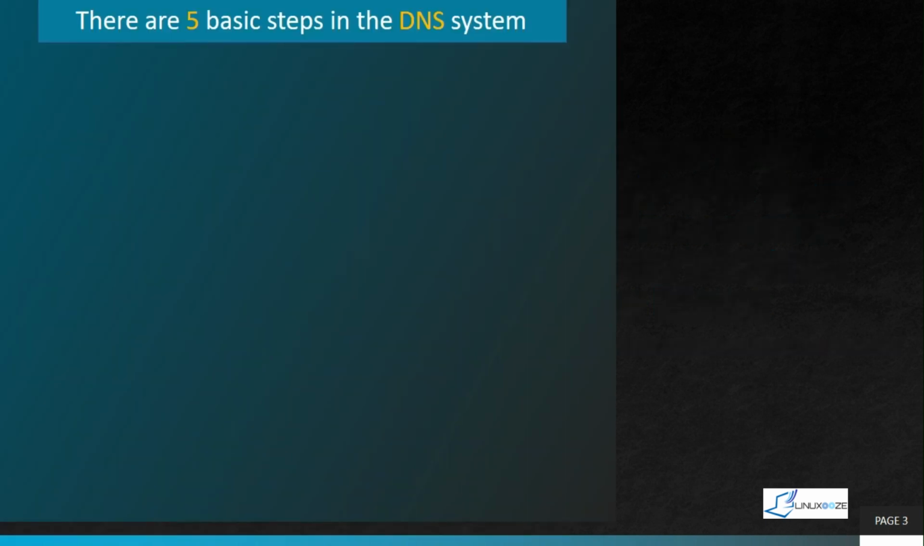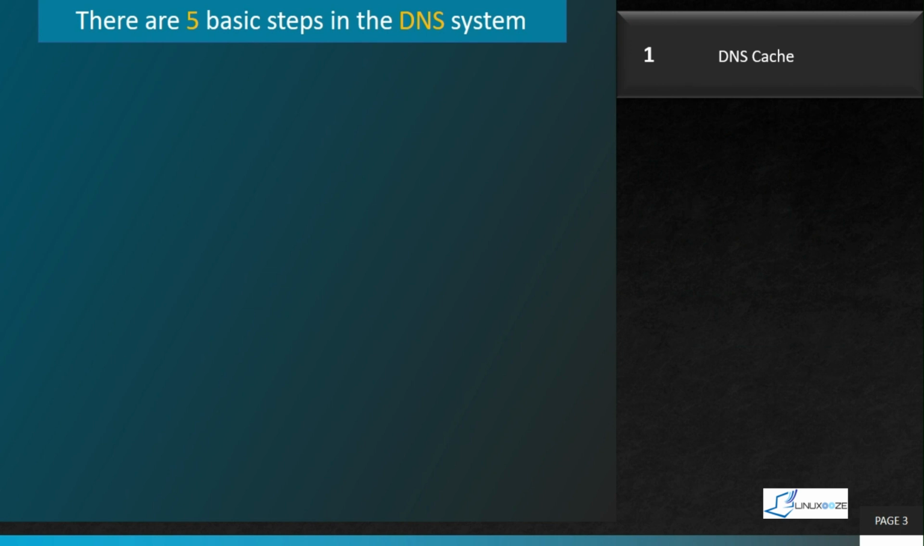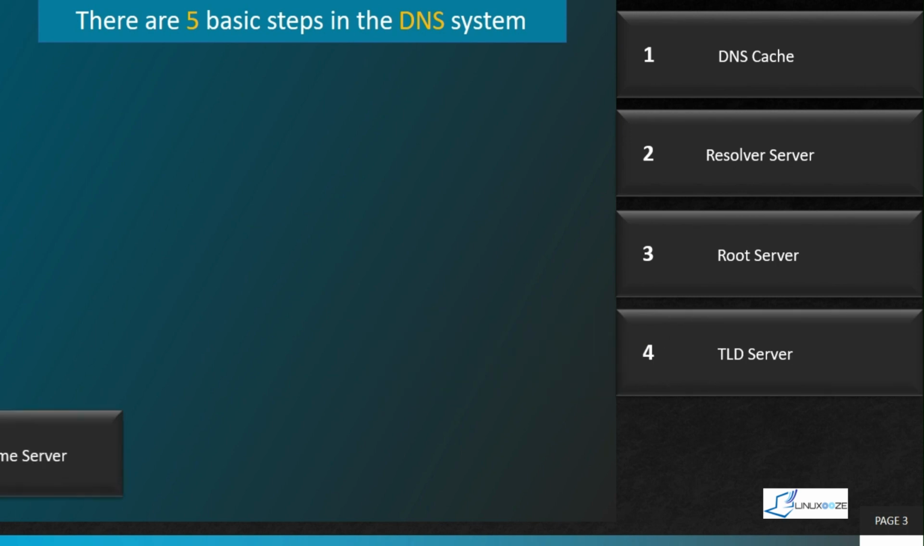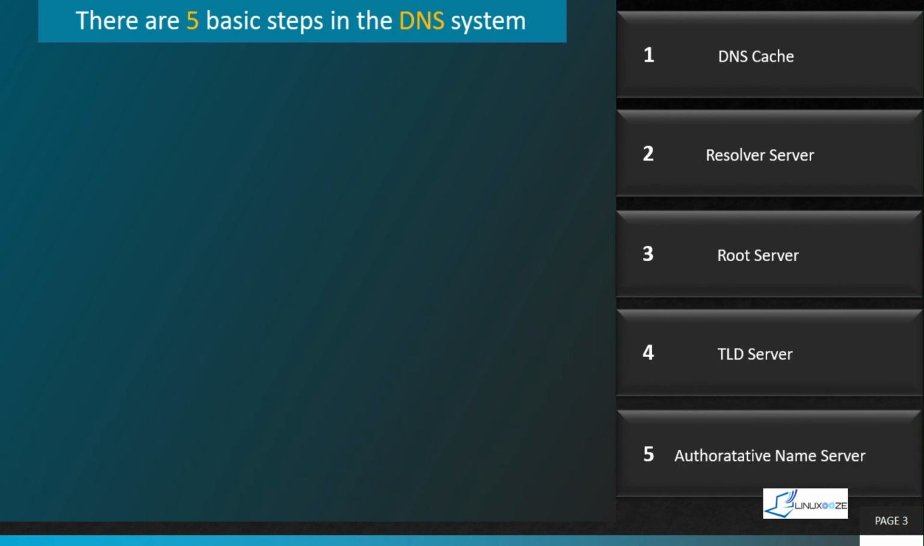Basically, there are 5 basic steps in the DNS system. First, DNS cache. Second, resolver server. Third, root server. Fourth, TLD server. And fifth, authoritative name server. Let's understand step 1, DNS cache, with an example.